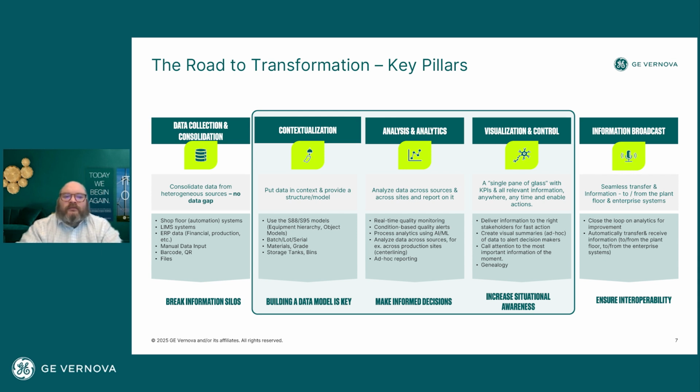But you can see here, batch, lot, serial, materials, grades, storage options, whether it's tanks or bins or otherwise, right? Put the context into where the data is coming from, and it lets you get down to a very finite level, right?